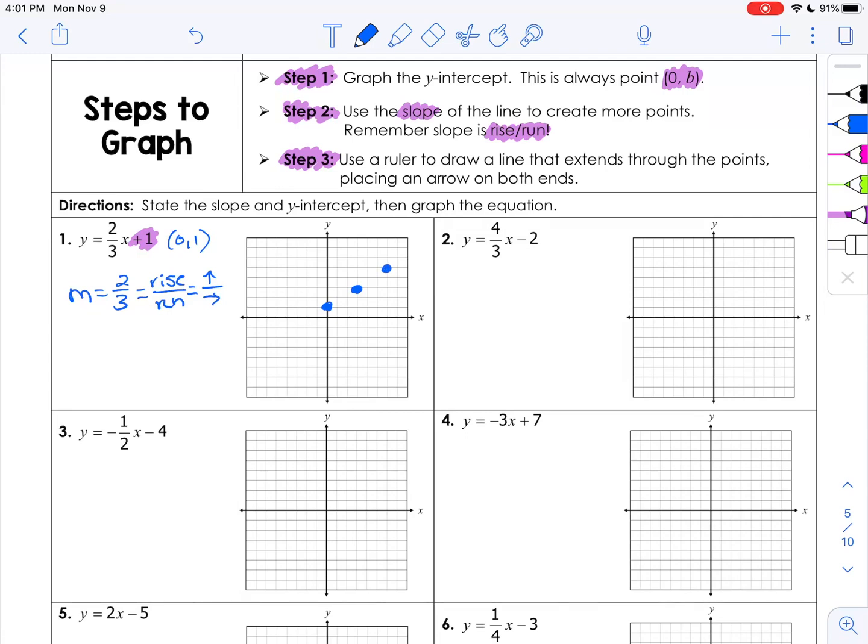Once I have at least 3 points, I can connect those points going through the points and all the way through my graph with arrows on the end to show that the line continues.